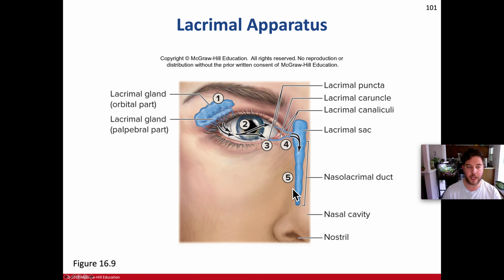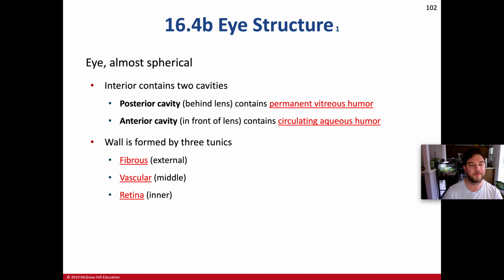Here is that lacrimal apparatus. So you have this lacrimal gland up in here. It starts to secrete its fluid that washes over the eye and then drains in through these lacrimal ducts, the sac, and then out to the nasal cavity. Either out through the nose or back through the throat.